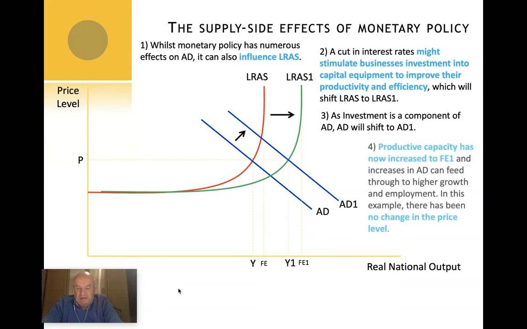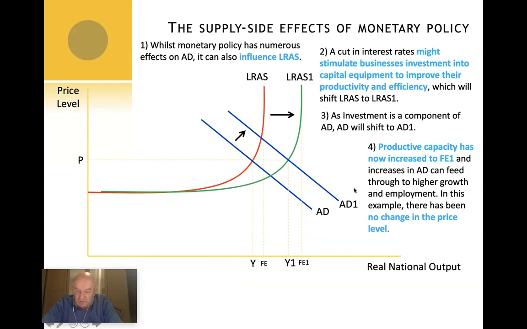Okay. Now in this instance, you can see that our productive capacity has increased. So it was originally in the first instance at FE, as we can see here. That was the point at which we were performing in the first instance at full employment. Okay, so where one of the factors of production is at full capacity.